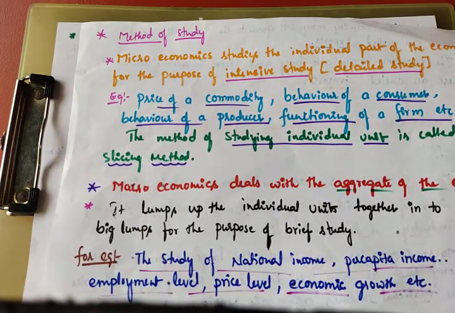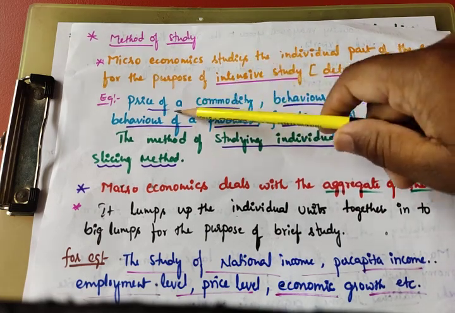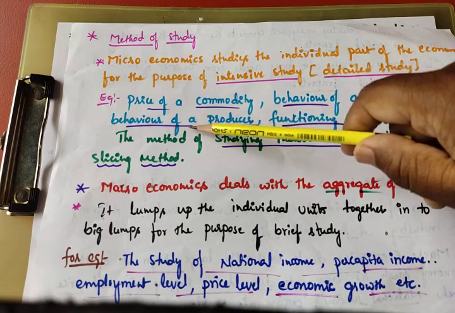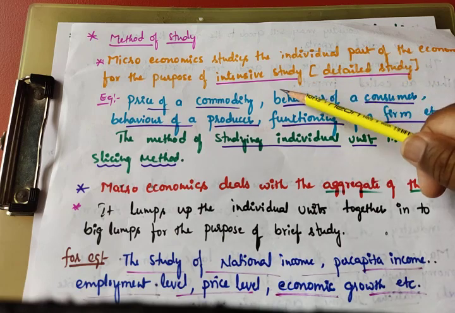Now, the method of study. Microeconomics studies the individual parts of an economy for the purpose of intensive study, that is, a detailed study. That's why it is called intensive study. For example, the price of a commodity, the behavior of a consumer, the behavior of a producer, the functioning of a firm, etc. Intensive study means a detailed study, not a brief one. Microeconomics studies the individual parts of the economy for the purpose of detailed study.